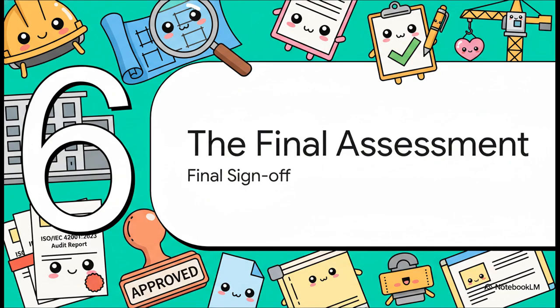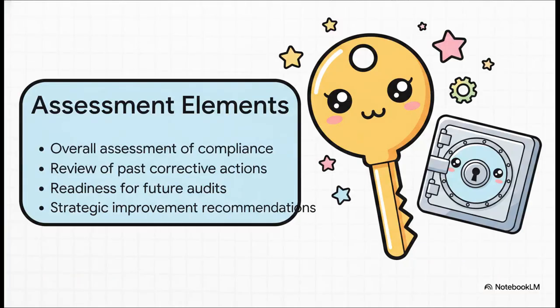Finally, we arrive at Section 6, the final assessment. It's time for the final sign-off. We've reached the final stage of our construction project. The repairs are outlined, the structure is totally sound, and your conclusion must provide a definitive, professional opinion on the organization's information security posture. It should include the overall assessment of compliance, a thorough review of how well past corrective actions have held up, a statement on the organization's readiness for future audits, and strategic recommendations for continual improvement. Essentially, this is where you hand over the keys to a secure, fully compliant system.